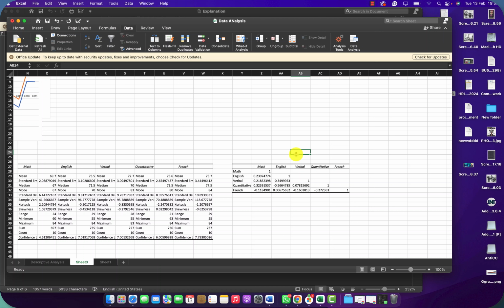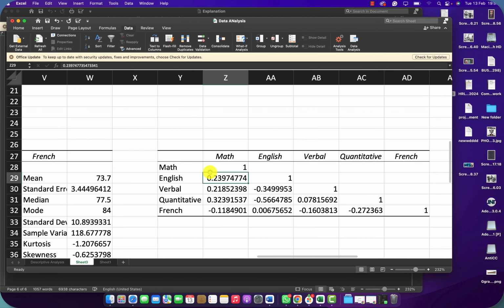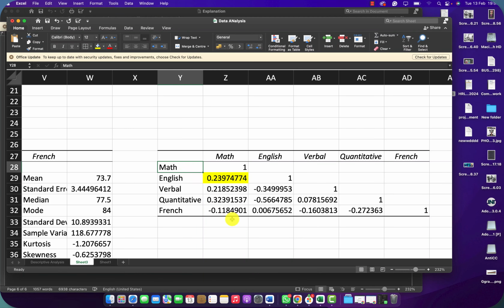So if you check what we have here, this is the subject. Now let's check the correlation of English against math. Let me make it yellow. We can see that the correlation between English and math is very low, but it's a positive correlation, meaning that as we increase in English, we also increase in math, but the correlation is very low, meaning there's a possibility of it not happening.